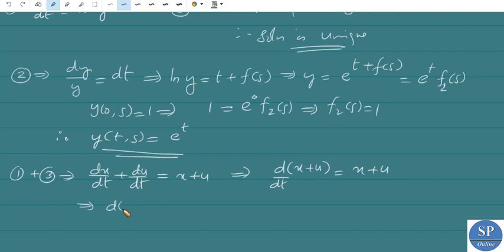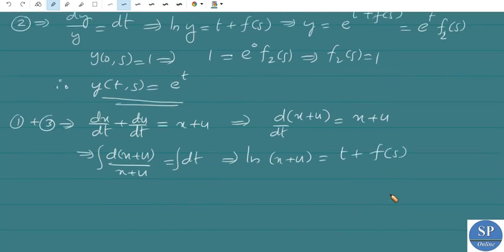So this can be written as d of x plus u over x plus u, taking x plus u as a variable, equal to dt. So this is separable in t and x plus u. Now on integration, we get ln of x plus u is nothing but t plus some constant of integration. So x plus u equal to e to the power t into e to the power f of s. Taking this as another function, we can write x plus u as e power t into f1 of s, where f1 of s is e to the power f of s.